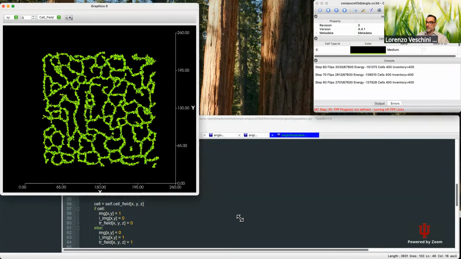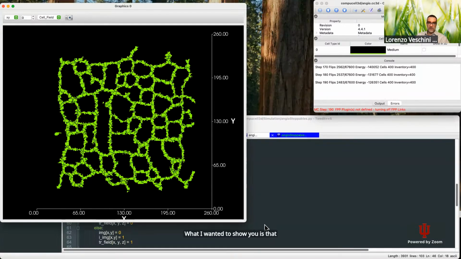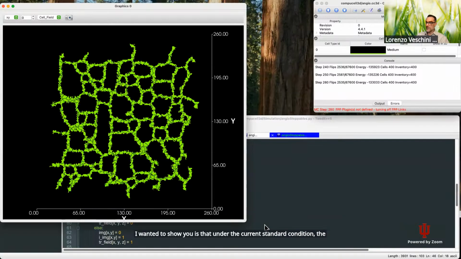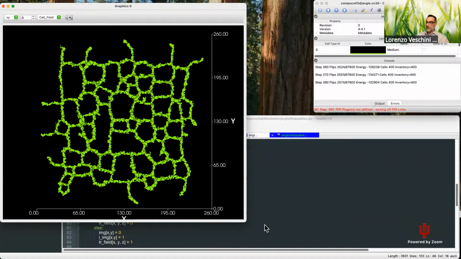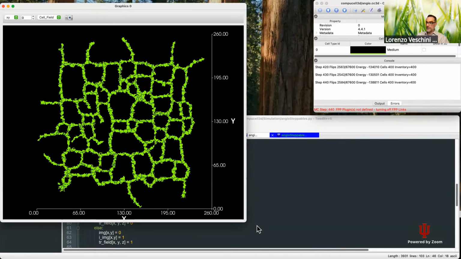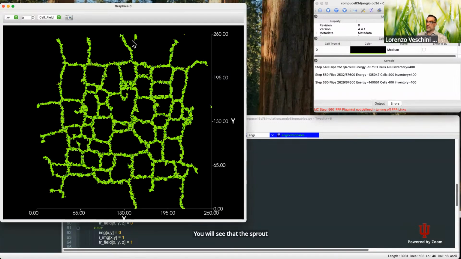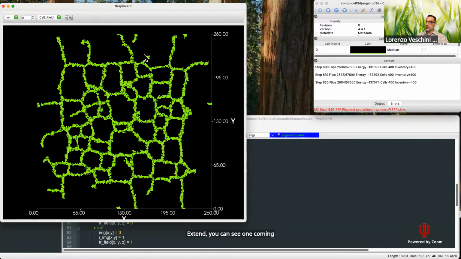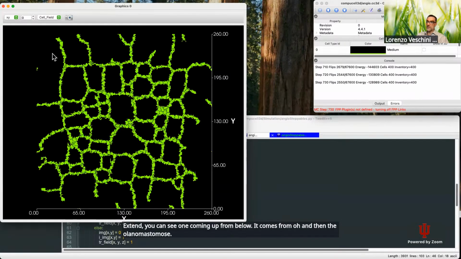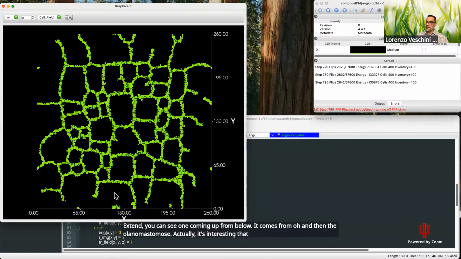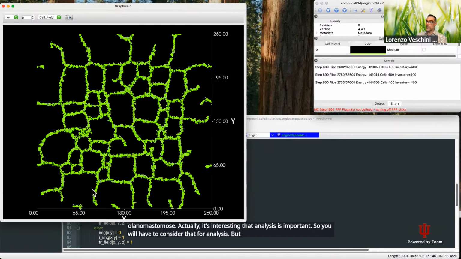Okay. What I wanted to show you is that under the current standard condition, the one that the model is packaged with, you will see that the sprouts extend. You can see one coming up from below, one from above, and then they will anastomose, etc. Actually, it's interesting that this is important for analysis, so you will have to consider that for analysis. But this is another pair of shoes.